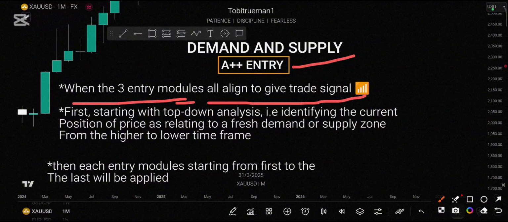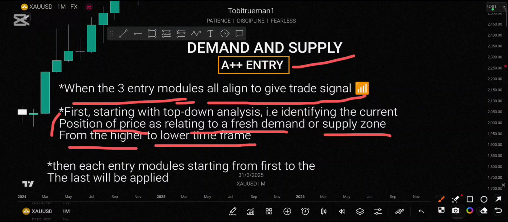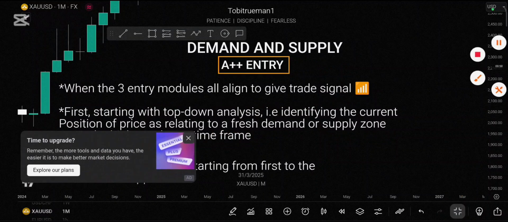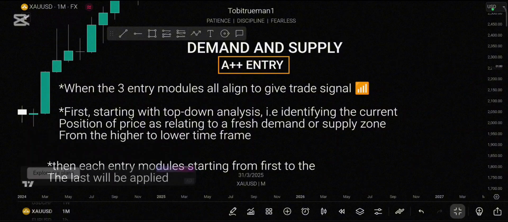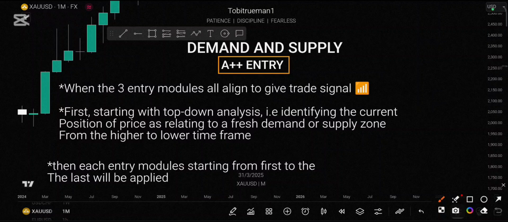And how do you do that? First thing first, starting with top-down analysis, that is identifying the current position of price as it relates to a fresh demand or supply zone from the higher to the lower time frame. When we talk about top-down analysis, it's all about going from the higher time frame to the lower time frame.